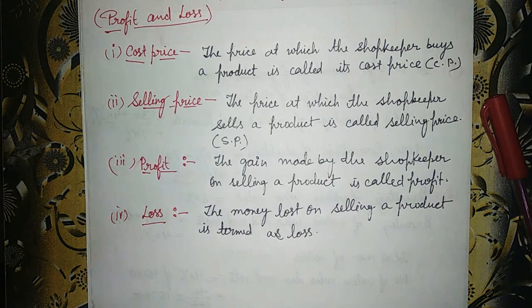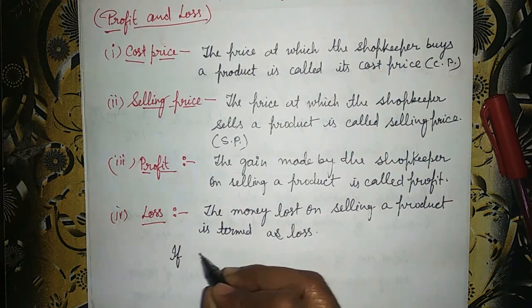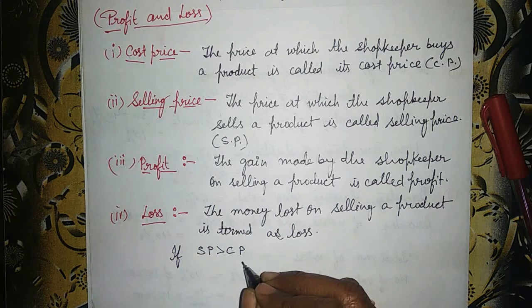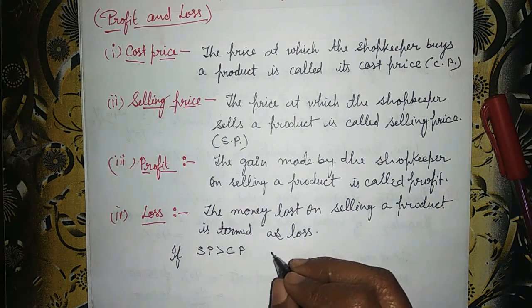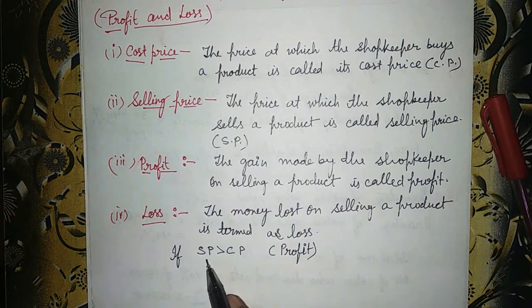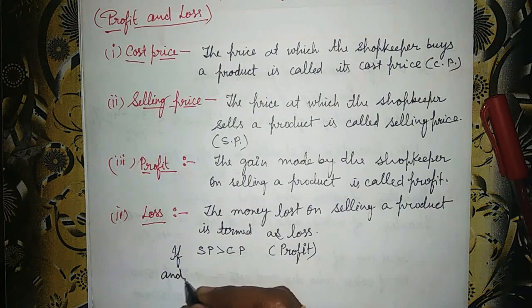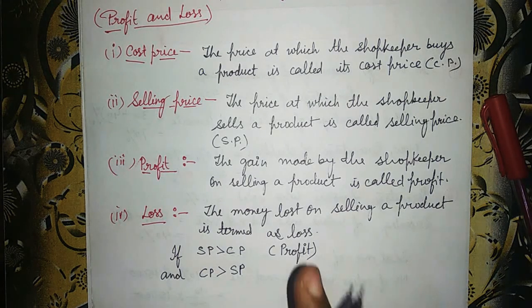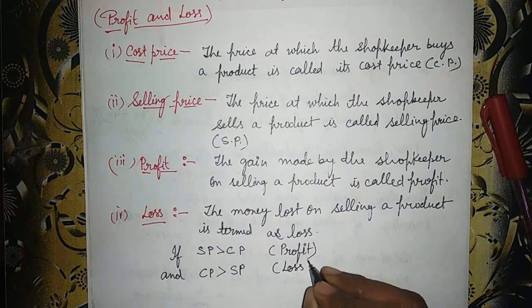Okay? So here, if SP is more than CP, in this transaction, what is there? Profit. Okay? Why profit? Because selling price is more than cost price. And if CP is more than SP, in this case, what will happen? Loss. Okay?